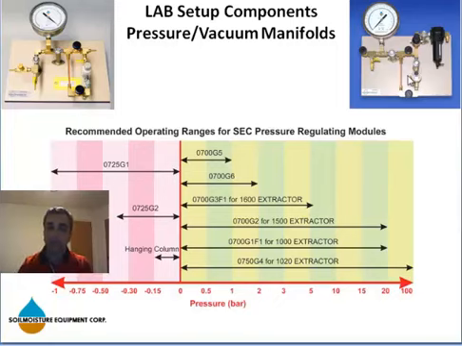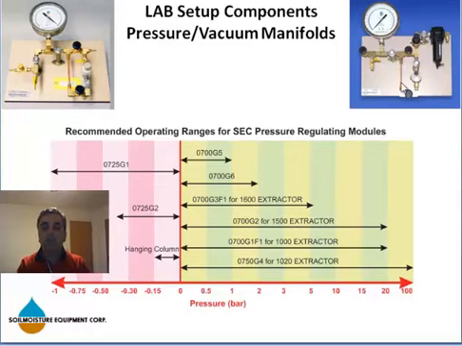The next slide is going over another major component of our lab setups, which is pressure or vacuum manifolds. I have a picture of a pressure manifold here and a vacuum manifold here. You can see the directions of the dials are the opposite of each other, and a pressure manifold has a water filter here while a vacuum manifold doesn't.